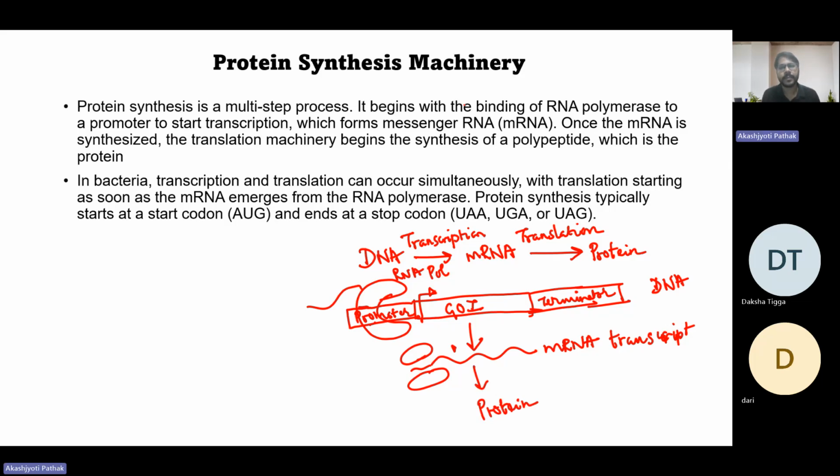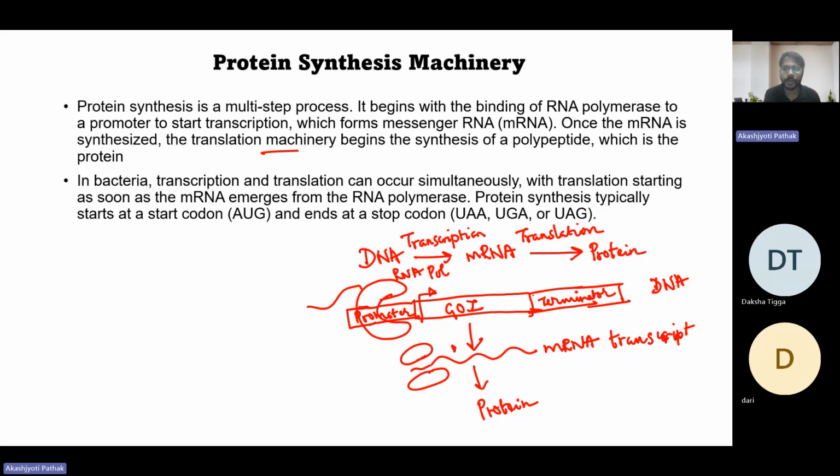Okay, so the first process is what? It begins with binding of RNA polymerase to a promoter to start transcription, which forms the messenger RNA. Once the mRNA is synthesized, the translational machinery begins the synthesis of polypeptide, which is the protein. So that is what has been explained here. First your RNA polymerase will bind at the promoter, and then it will start transcribing your gene of interest from the transcription start site, and you will get an mRNA.